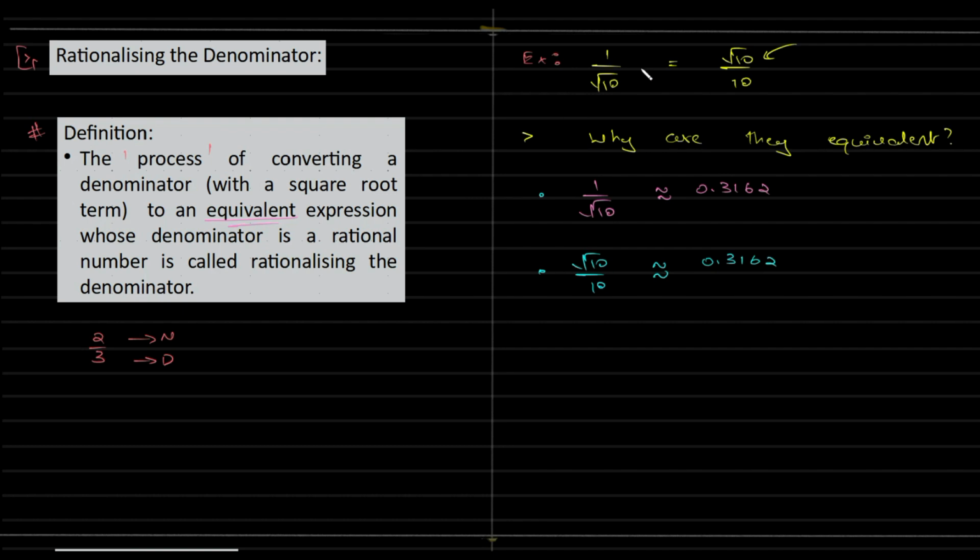So this process of converting this particular expression with a root in the denominator to one without a root is your rationalization. And the expression you get finally will be an equivalent expression. The reason being, when you solve it using a calculator, at the end you'll get the same answer. Now, how do you rationalize something?